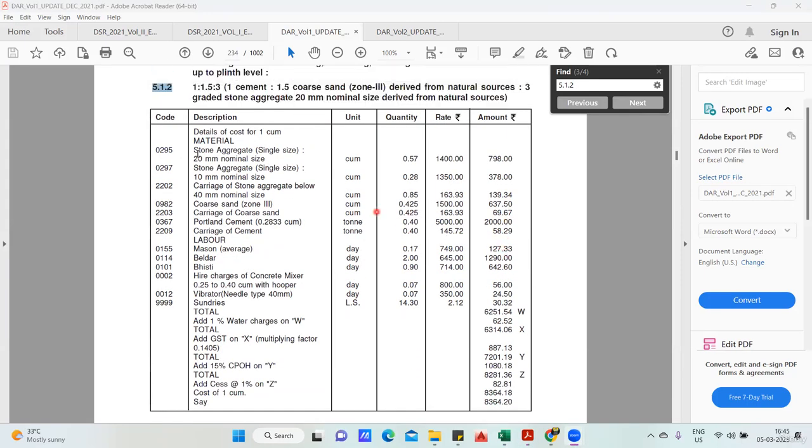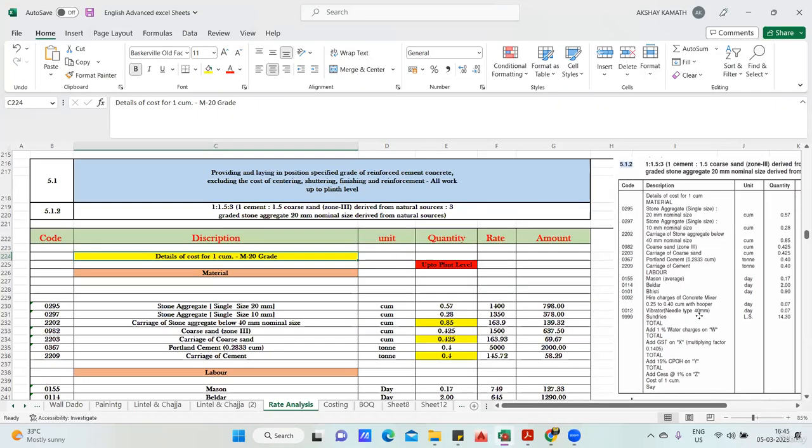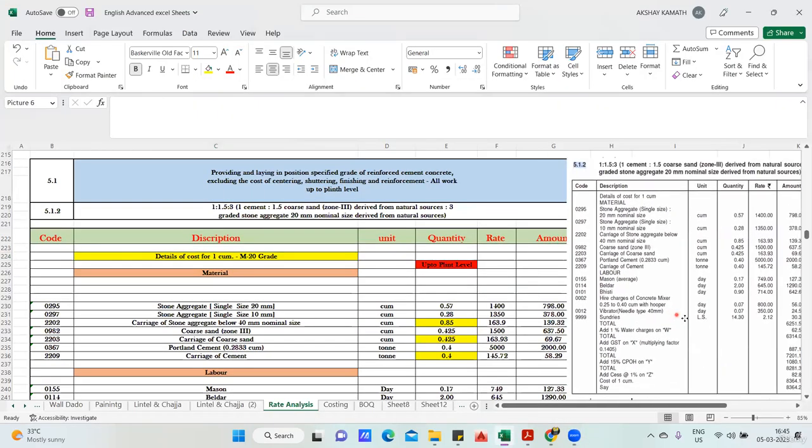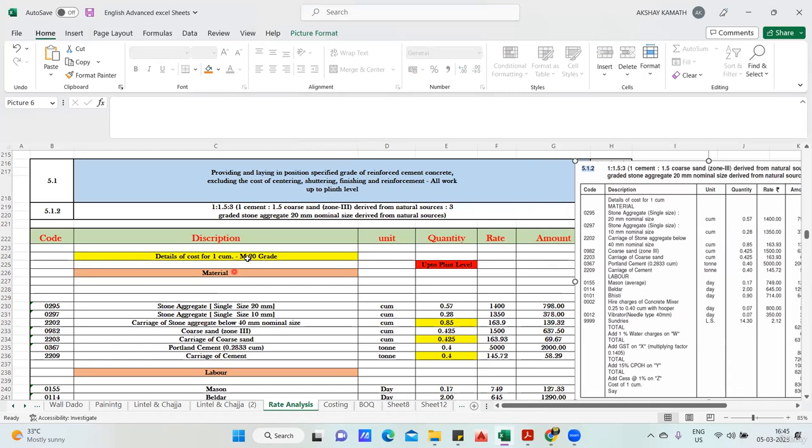Yeah, this one. Okay. So whatever you can see here, I'll just copy this and I'm going to paste it here. The same thing I've done it here. Okay. You can see the same thing, isn't it? Now, first we'll do it for 1 cubic meter. For 1 cubic meter, what is the cost that we are supposed to look into?